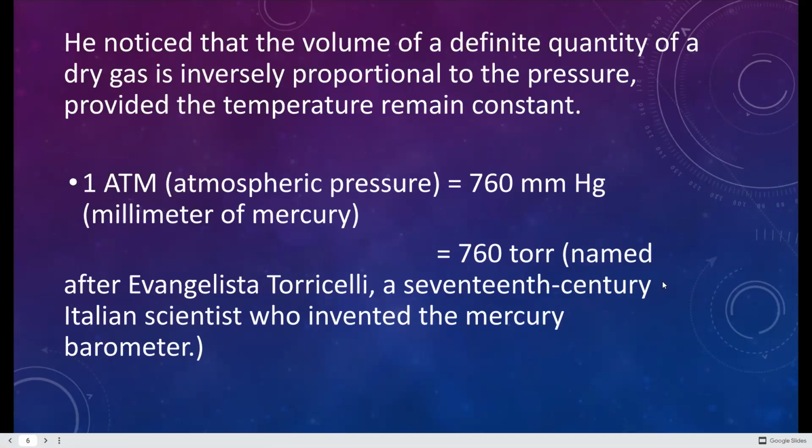1 atm, or atmospheric pressure, is equal to 760 millimeters of mercury. Or 1 atm is equal to 760 torr, named after Evangelista Torricelli, a 17th century Italian scientist who invented the mercury barometer. Again, 1 atm is equal to 760 millimeters of mercury or 760 torr.